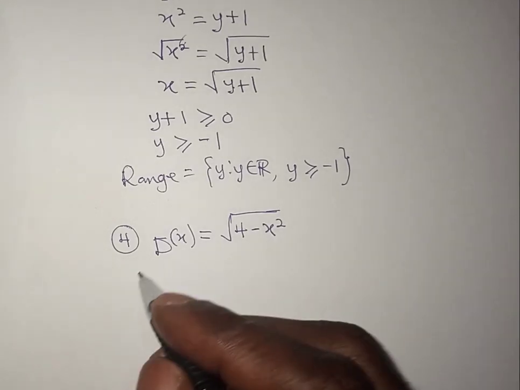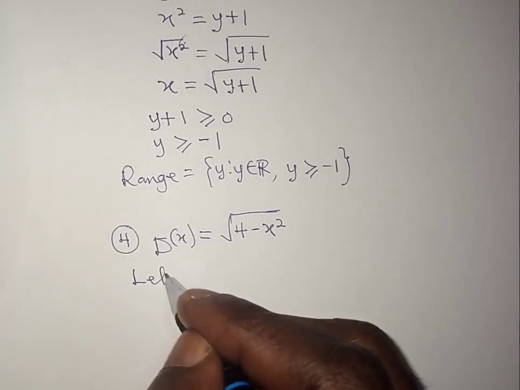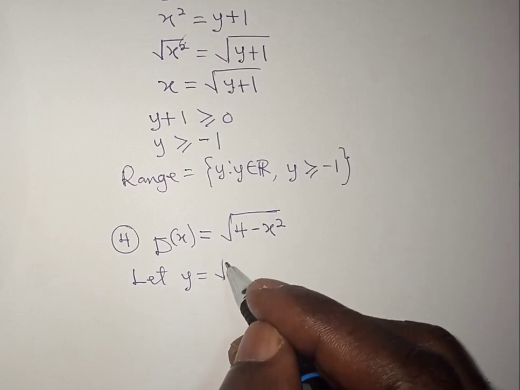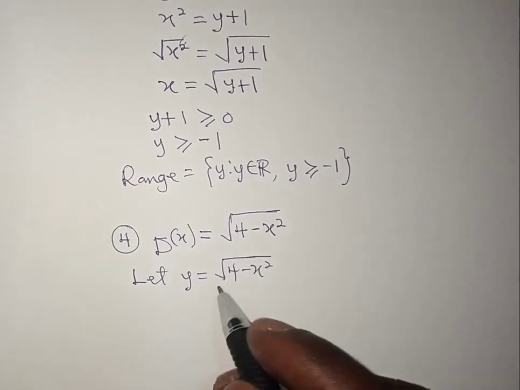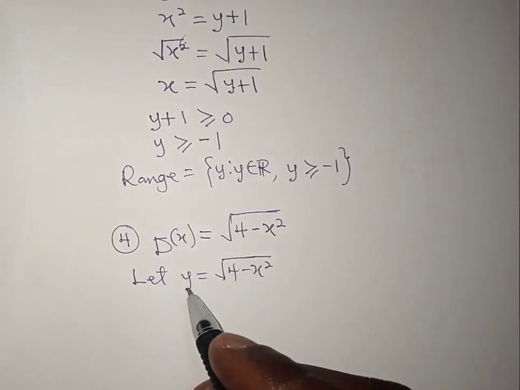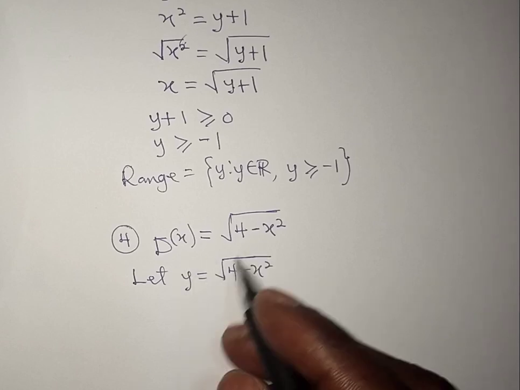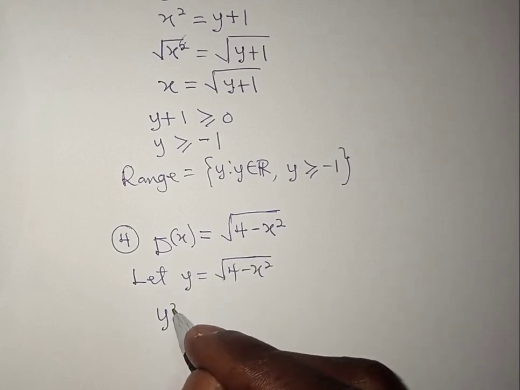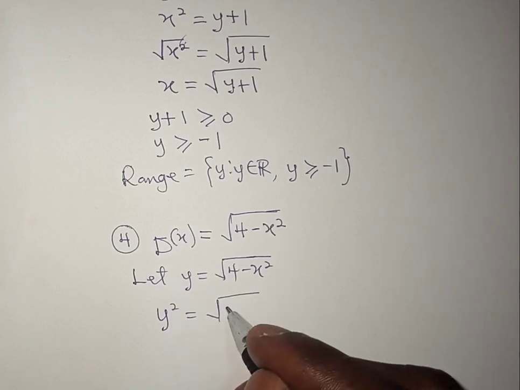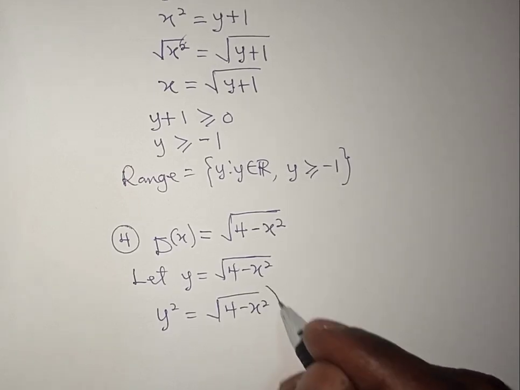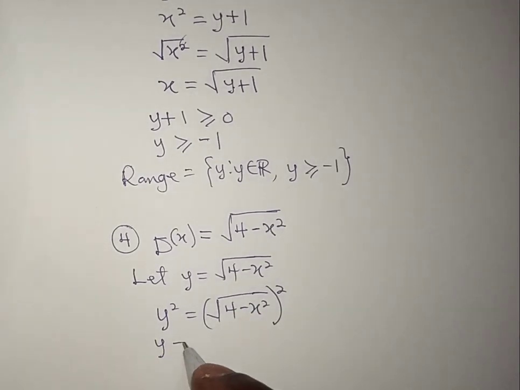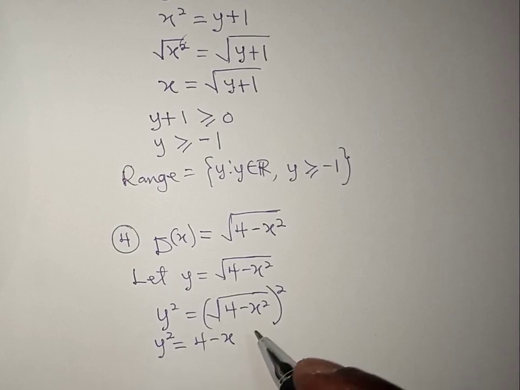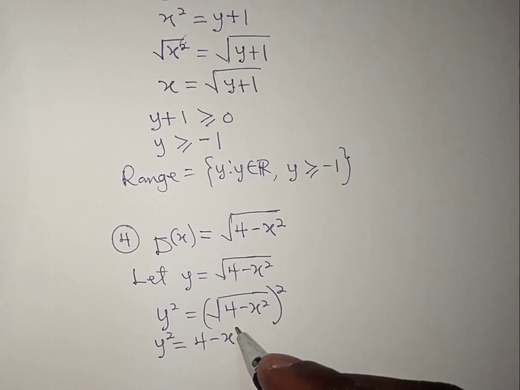So for question 4, we can proceed and write, we let y be the square root of 4 minus x squared. Because it has a radical sign, all that we do is square both sides. So we can square both sides like this, so that the square will clear this. Then we have y squared is equal to 4 minus x squared.